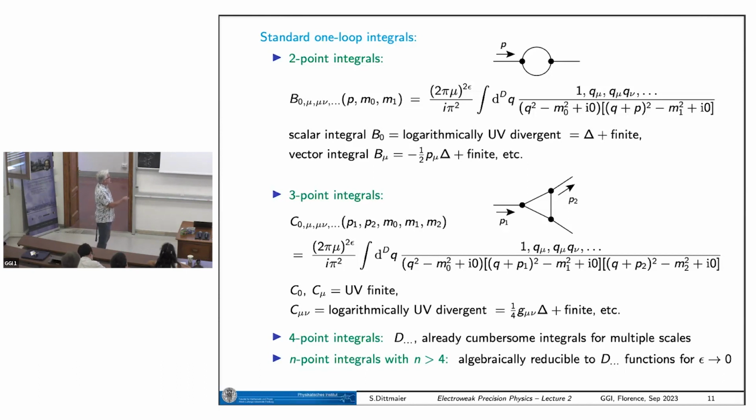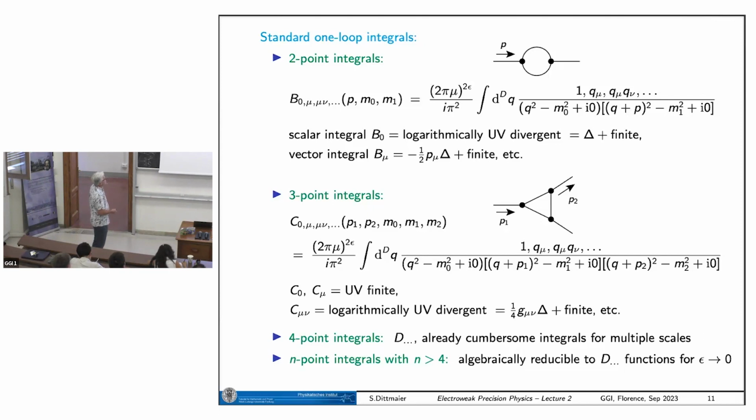For more than 4 external legs, Lance also told you that you can reduce them algebraically to the lower ones, up to 4 external legs. This has to do with the fact that in 4-dimensional Minkowski space, you have at most 4 linearly independent external momenta. So if you add one more, automatically, this is linearly dependent from the other ones. And this is at the heart of the trick to algebraically reduce these 5, 6, and higher point functions to the integrals up to box functions. I will not go into details here. It's kind of nice mathematics. In fact, it's a bit cumbersome, but very useful.